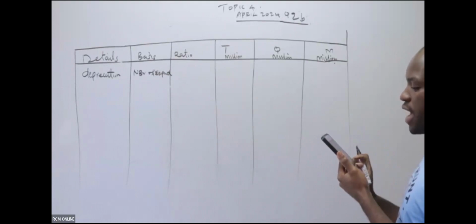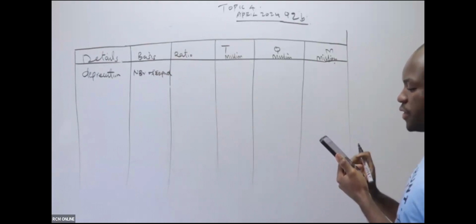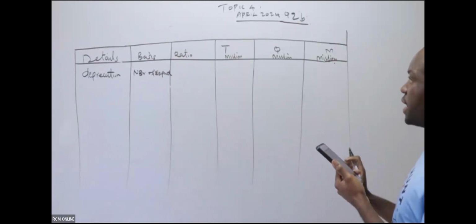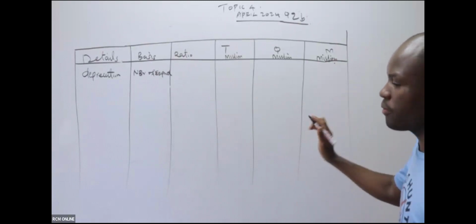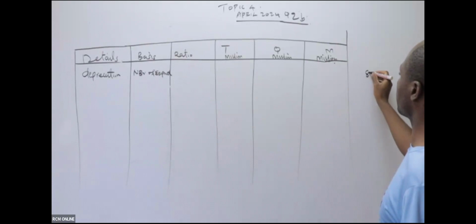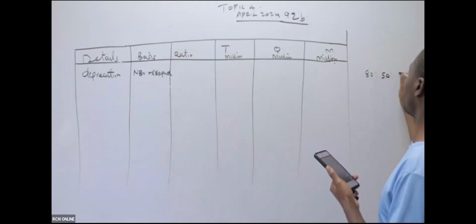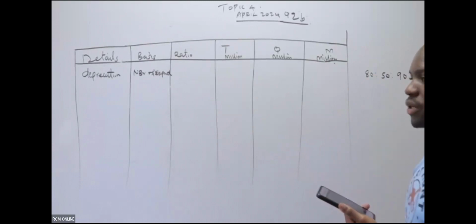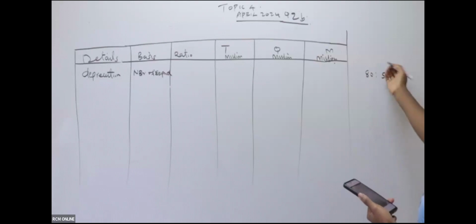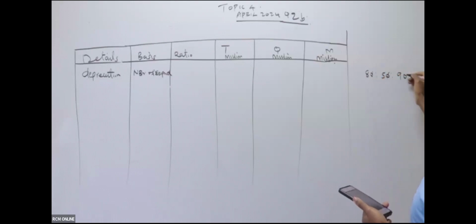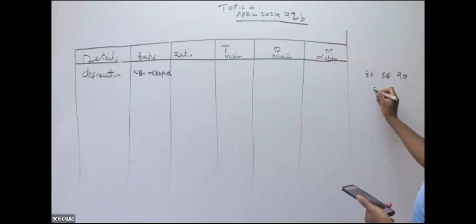We have T having 80, Q 50, and of course M having 90, which means in ratio, you'll be having 80 million to 50 million to 90 million. So let's look for a common number that will divide all these numbers. So we just eliminate this zero. So we'll be having the ratio of 8 is to 5 is to 9.